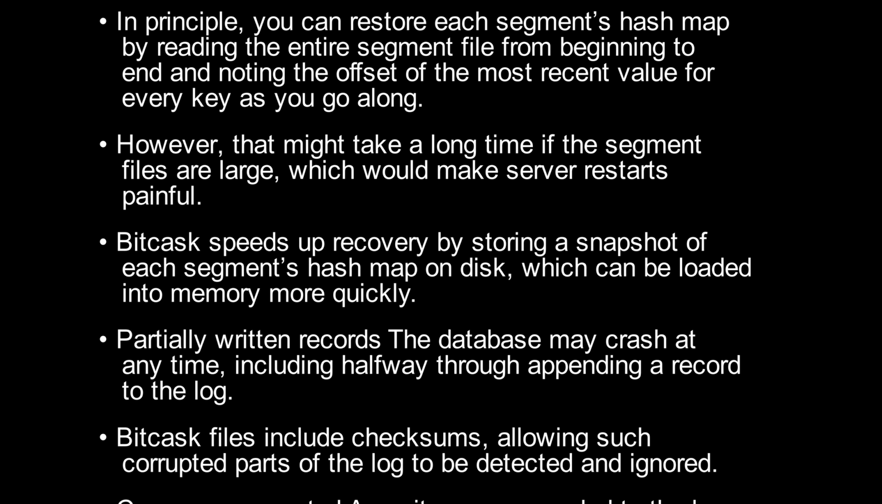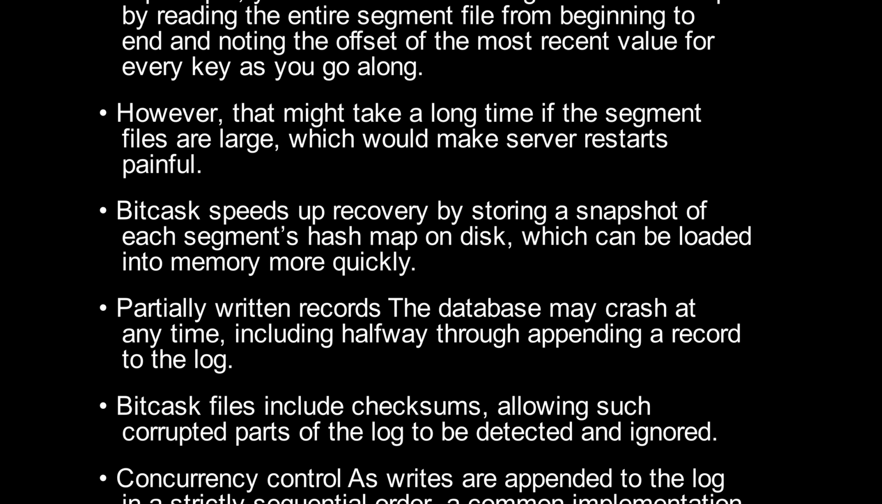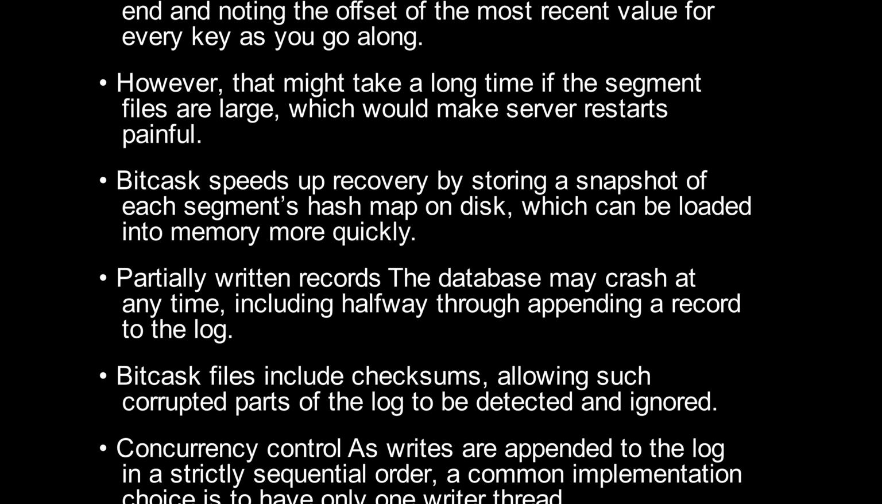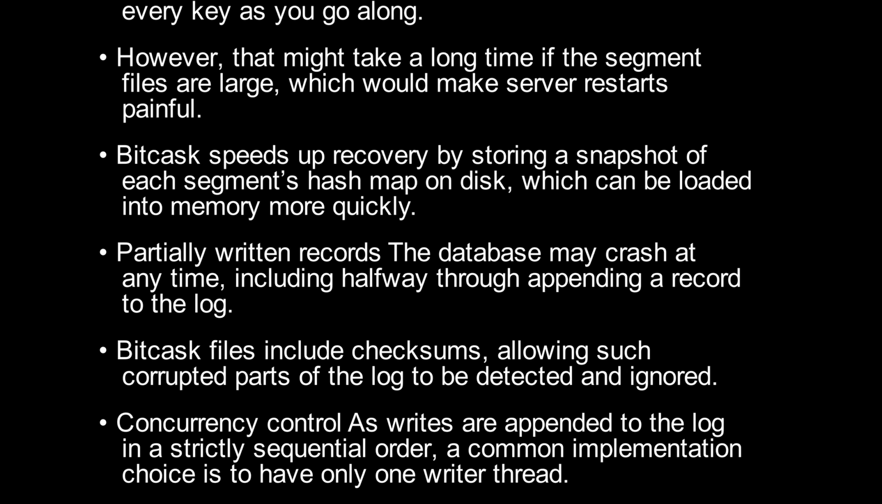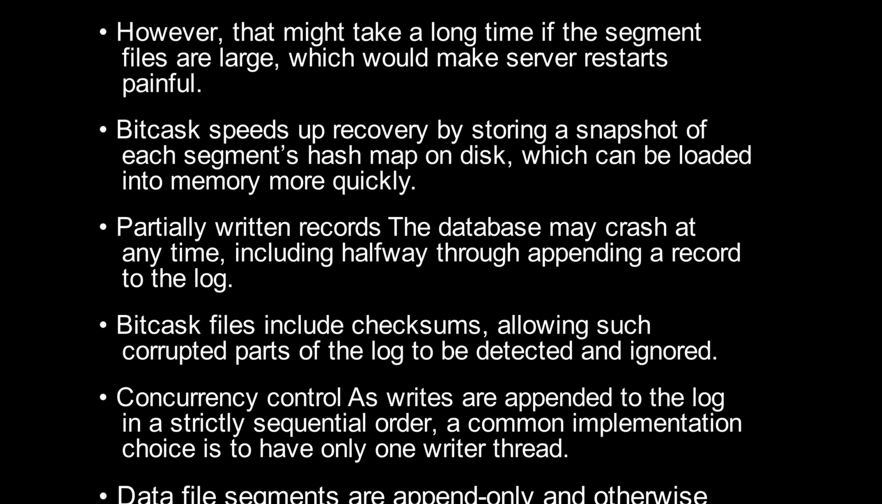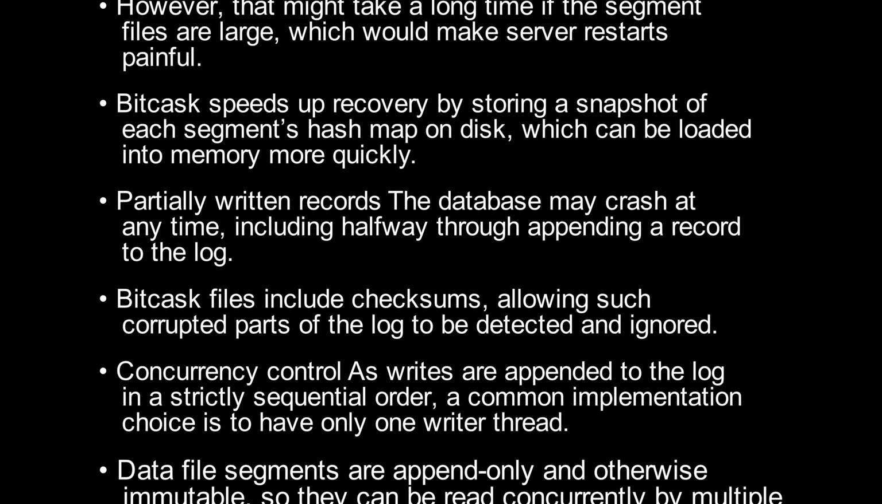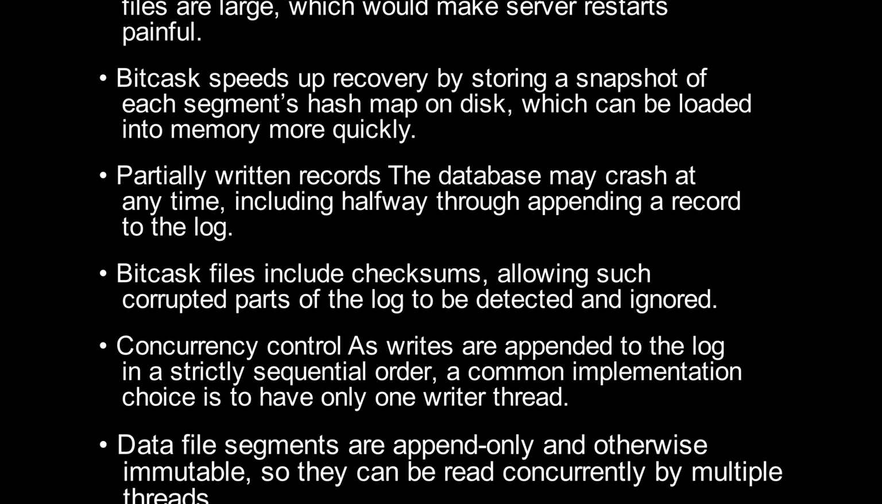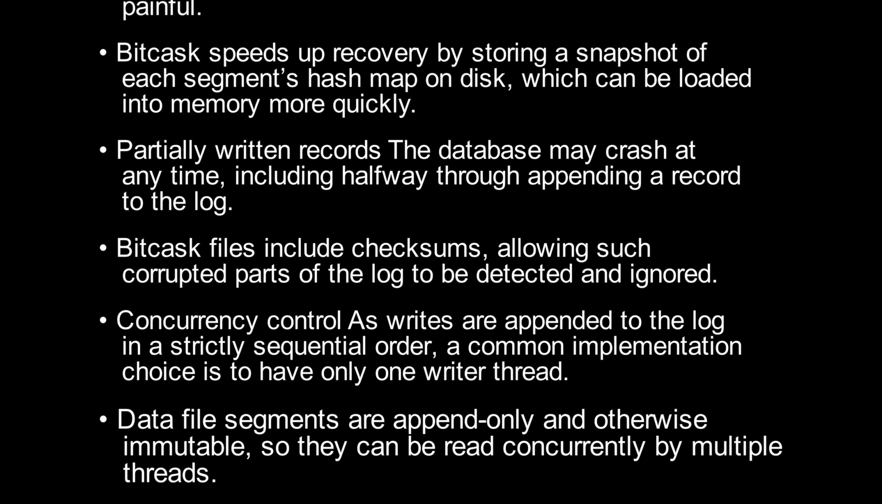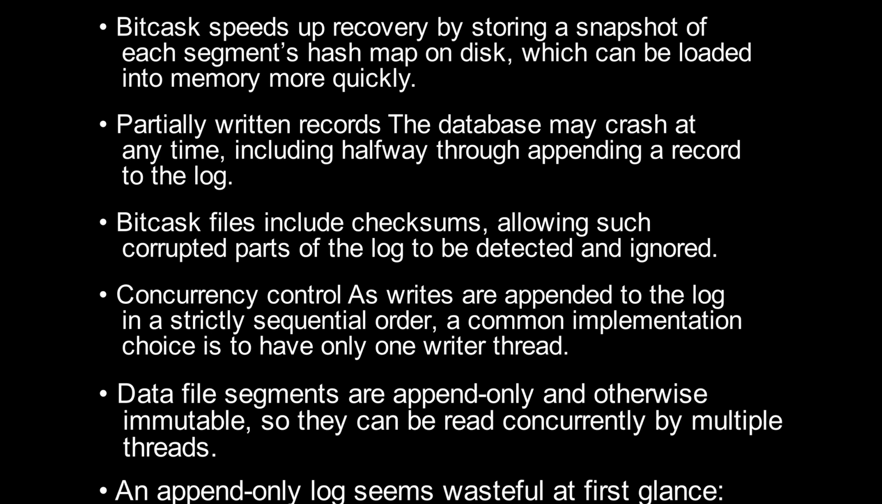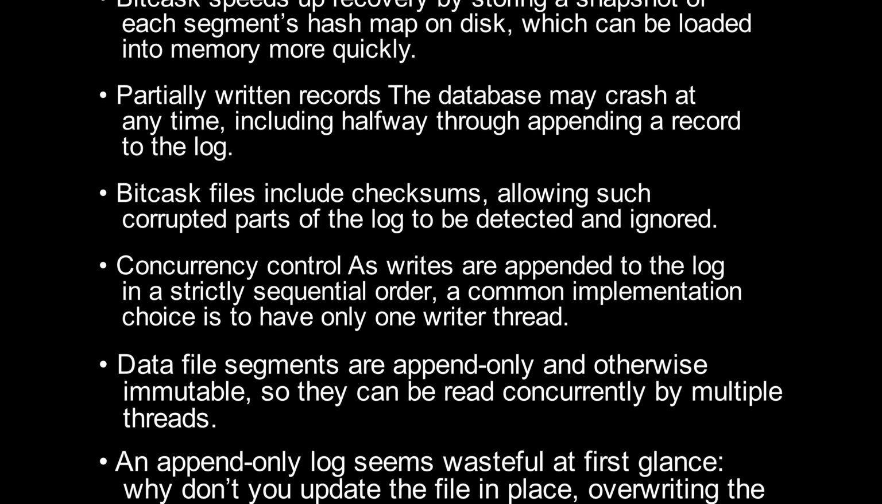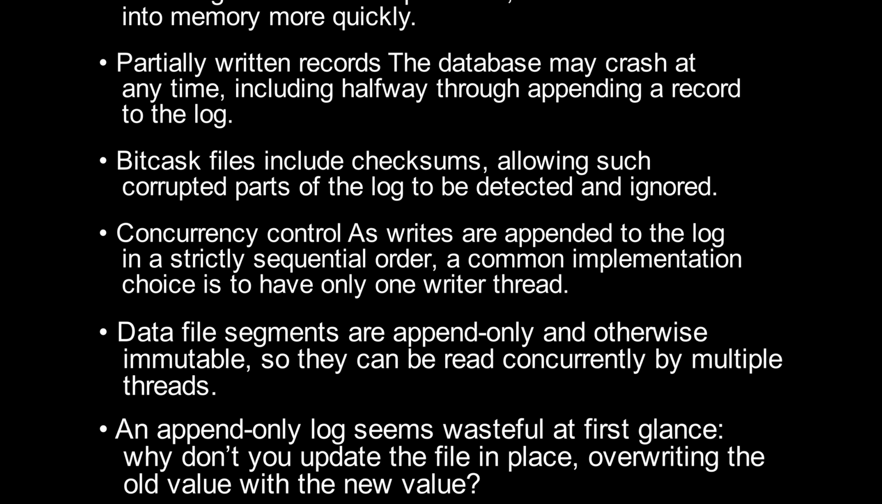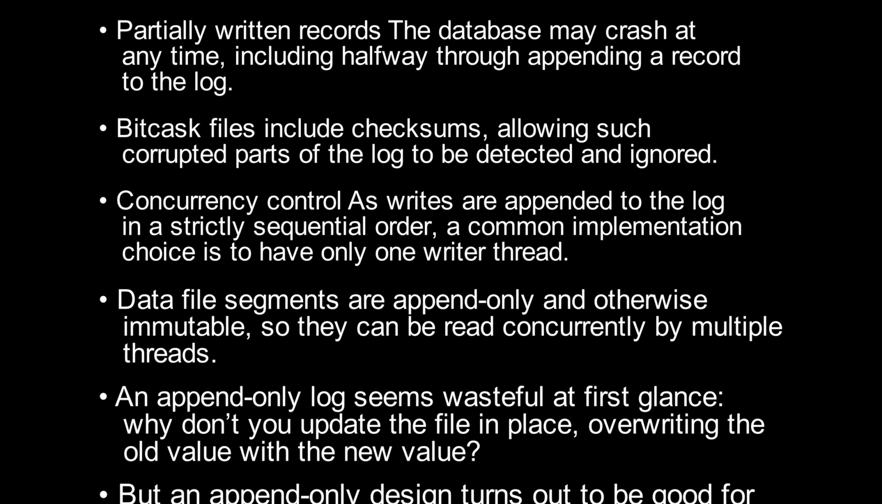Partially written records. The database may crash at any time, including halfway through appending a record to the log. Bitcask files include checksums, allowing such corrupted parts of the log to be detected and ignored. Concurrency control. As writes are appended to the log in a strictly sequential order, a common implementation choice is to have only one writer thread. Data file segments are append-only and otherwise immutable, so they can be read concurrently by multiple threads.